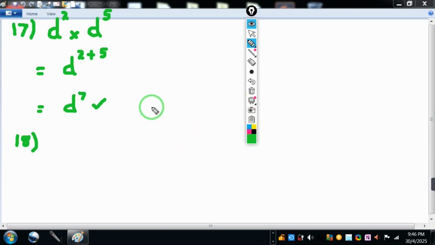Now I have to go here, there, here, there, back and forth. I want to go here and there and here. Okay? So we will do division and see what happens. D squared divided by d to the power of 5. Subtract.